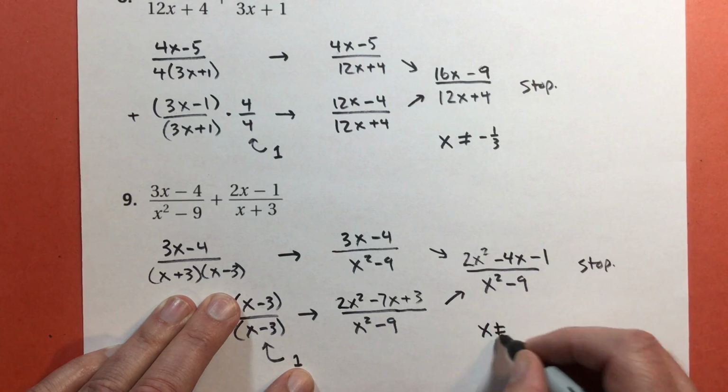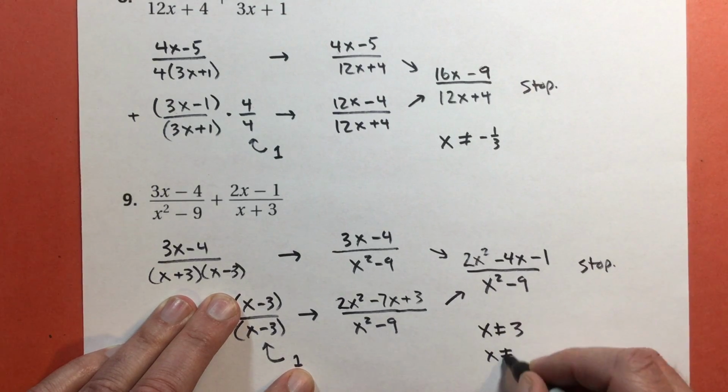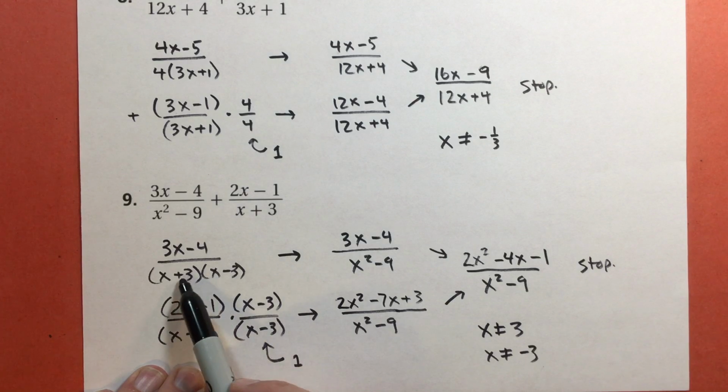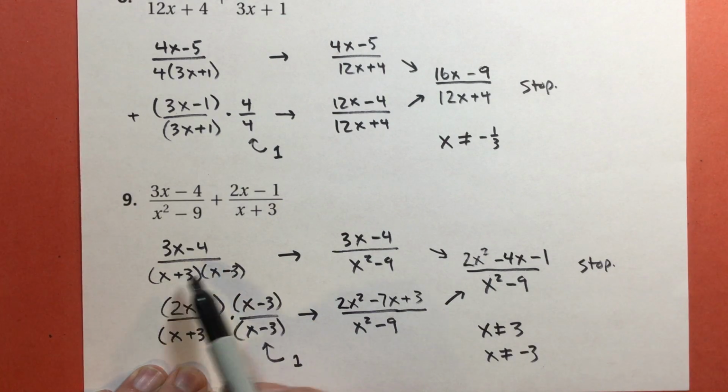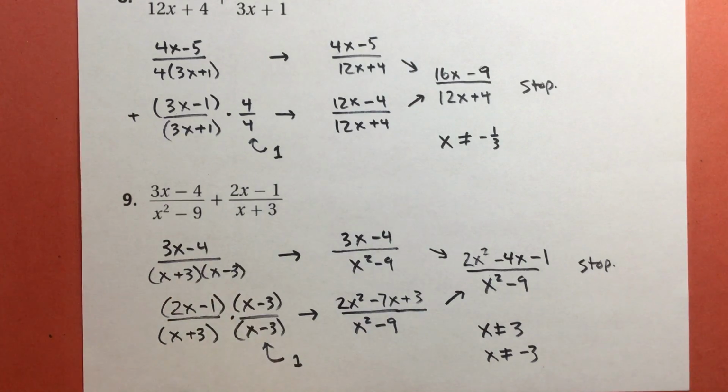I also need to identify that x cannot equal 3 and x cannot equal negative 3 because negative 3 and positive 3 are going to make both of these divide by 0. Okay, in the next video we'll do the exact same thing except with the additional step of subtraction means adding the opposite.